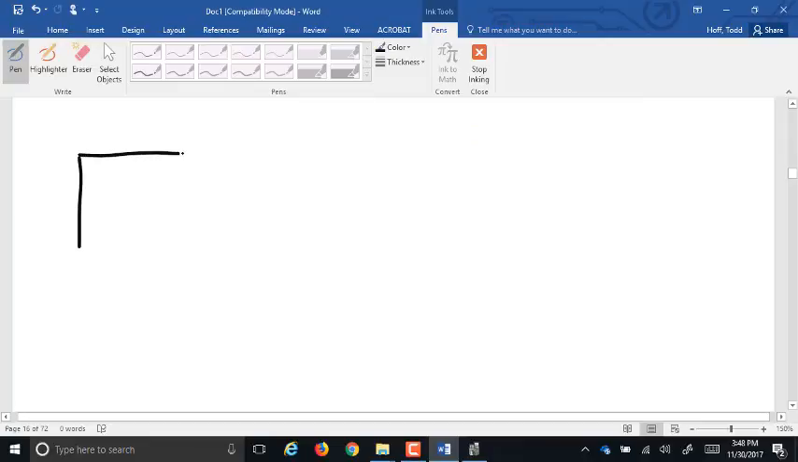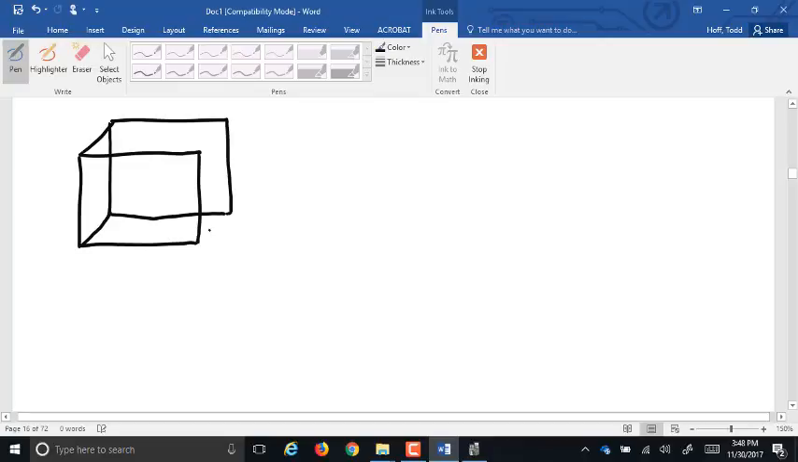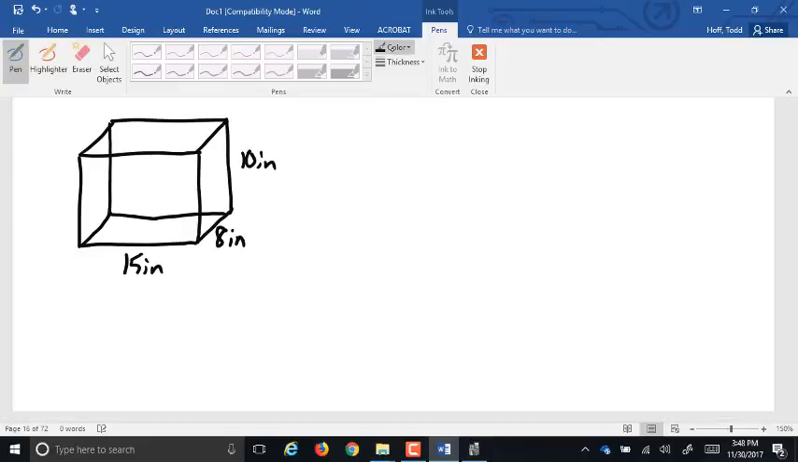By the way, if you're struggling to draw that box in 3 dimensions, draw a rectangle, and from each corner, just go up and over. Draw a second rectangle and connect the corners. We have a box. Let's say this box is 15 inches by 8 inches by 10 inches high.